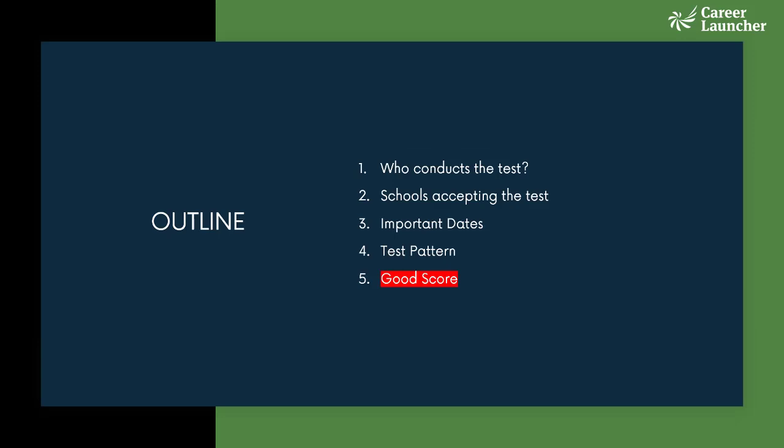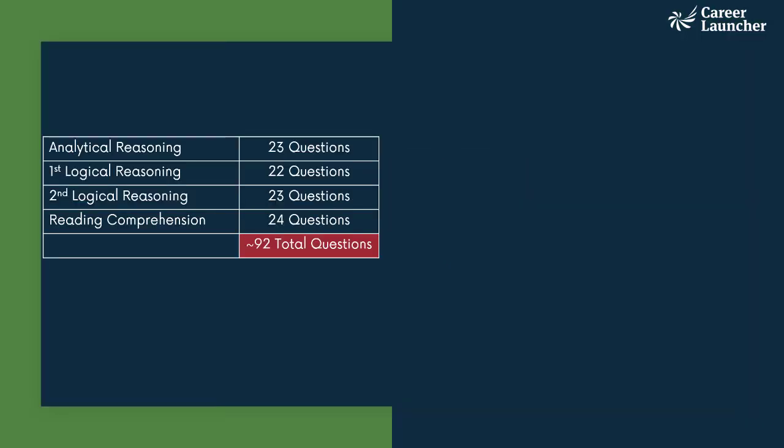Now let's talk about good score. Before we get into good score, let's understand what is a score that you'll get once you write the test. The first we talk about a raw score. Raw score is the number of questions that you got correct in those 92 questions. There is no negative marking. So let's say that you got 60 questions correct. Let's call it 60 as your raw score. If you get 70 questions correct, let's say 70 as your raw score.